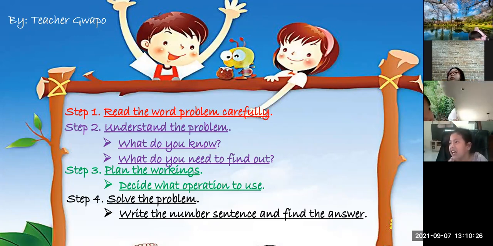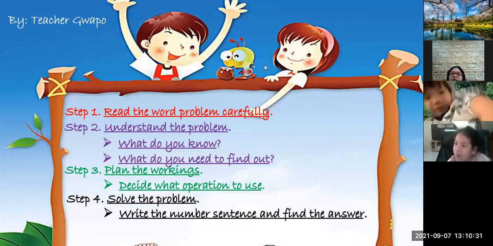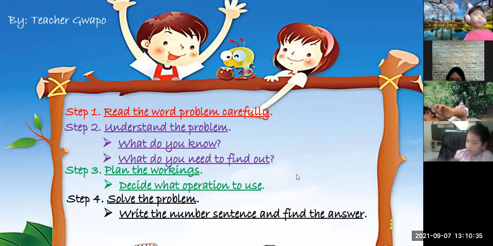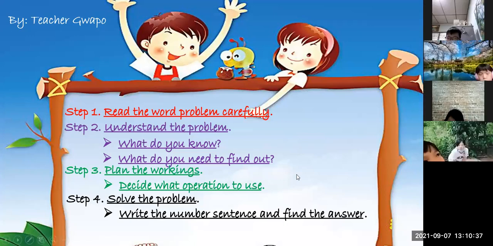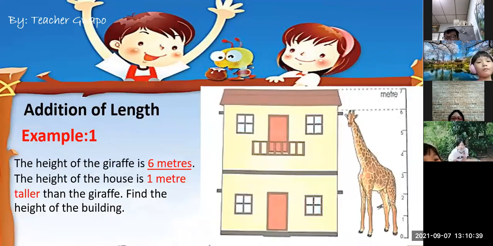Okay, now here we go. And step number 5, if you are in doubt with your answer, you can check your answer. Okay, you can check your answer for step number 5. Check the answers. Now, let's say for example here, this is addition of length.